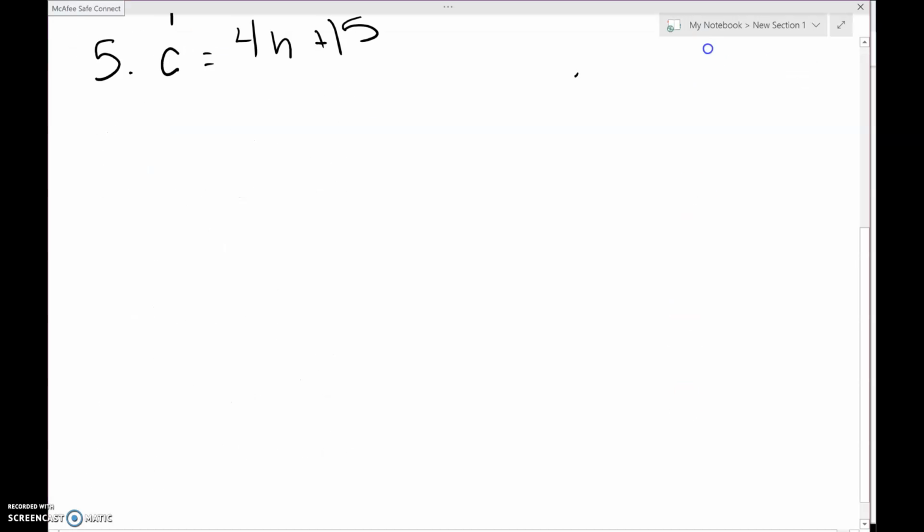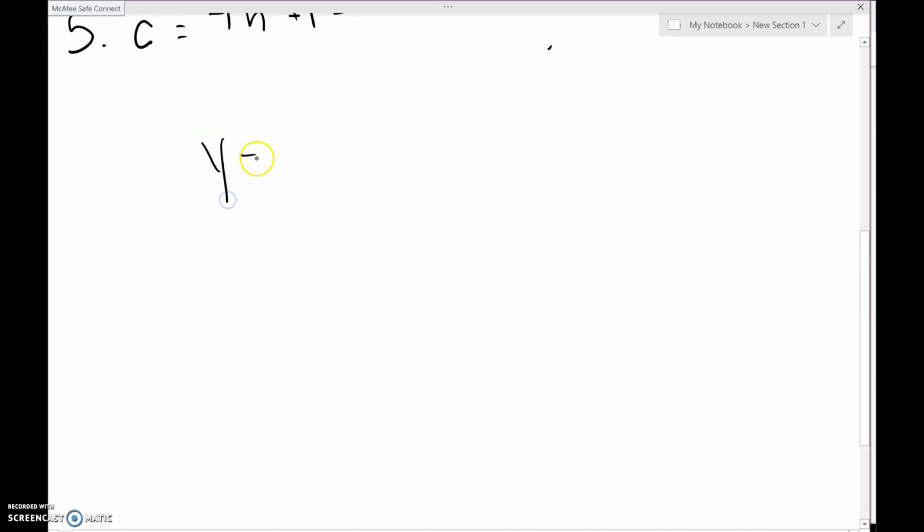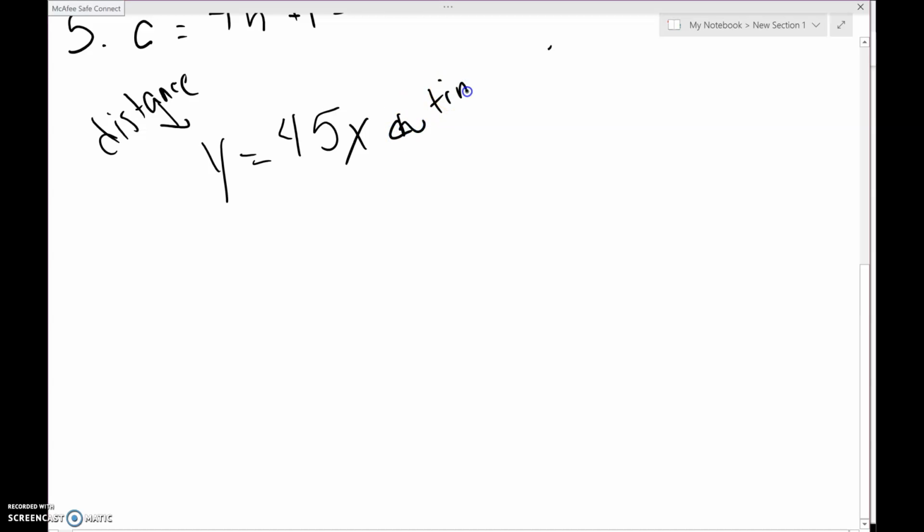All right, so we're going to add some space here. So we know y equals 45x in our equation, where y is the distance and x is the time.